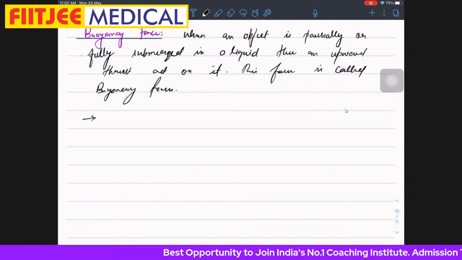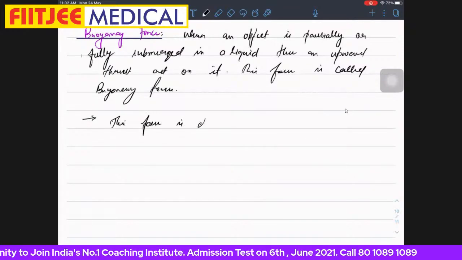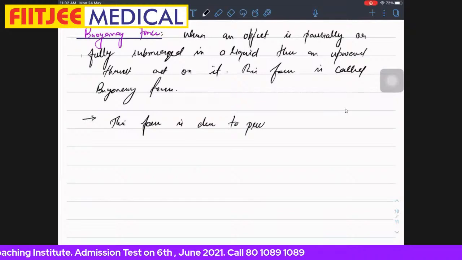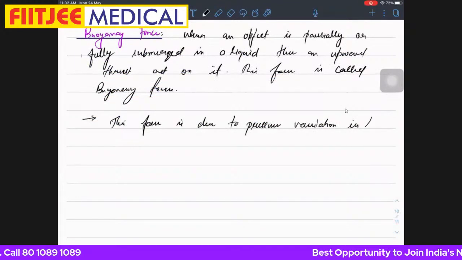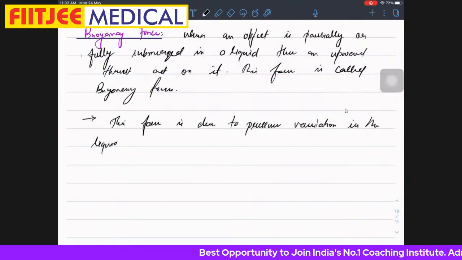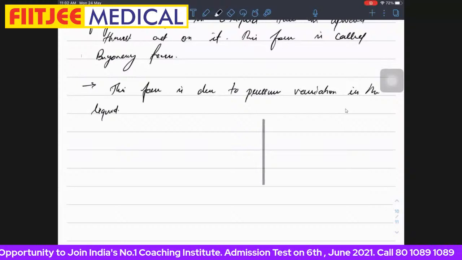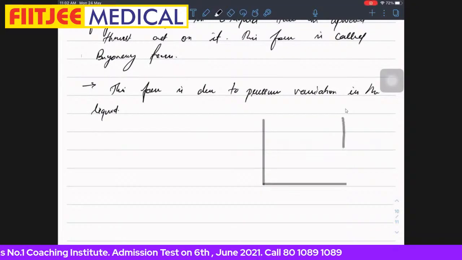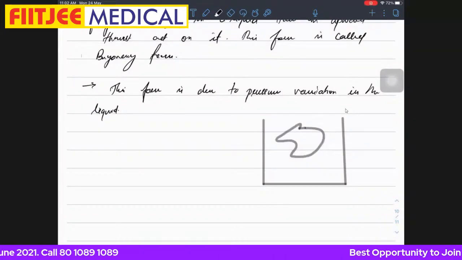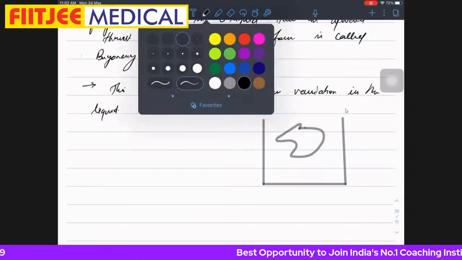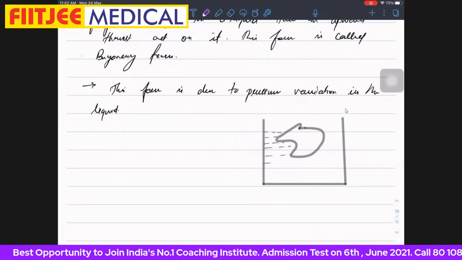Why does this force come into play? This force is due to pressure variation in the liquid. Let's understand it. Suppose any object is there, partially submerged in a liquid.